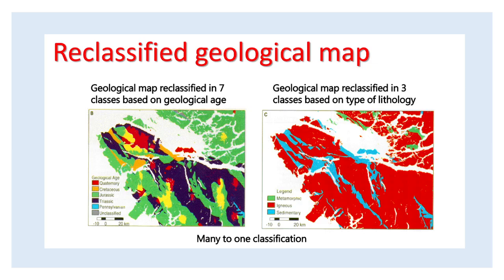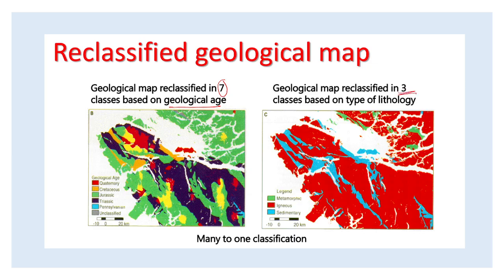But then when you reclassified it based on the geological age, you only had 7 classes. See, it got down to 7. Here you brought the classification down to the geological age. Now, when you again reclassified it based on the type of lithology, like whether it is an igneous rock, a metamorphic rock or sedimentary, it became even broader. So here you only have 3 classes.